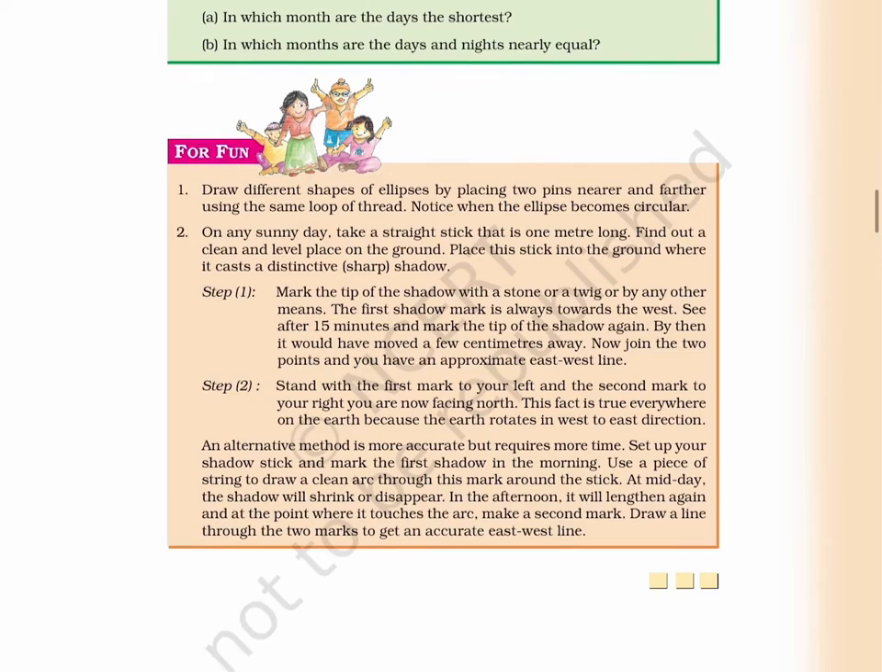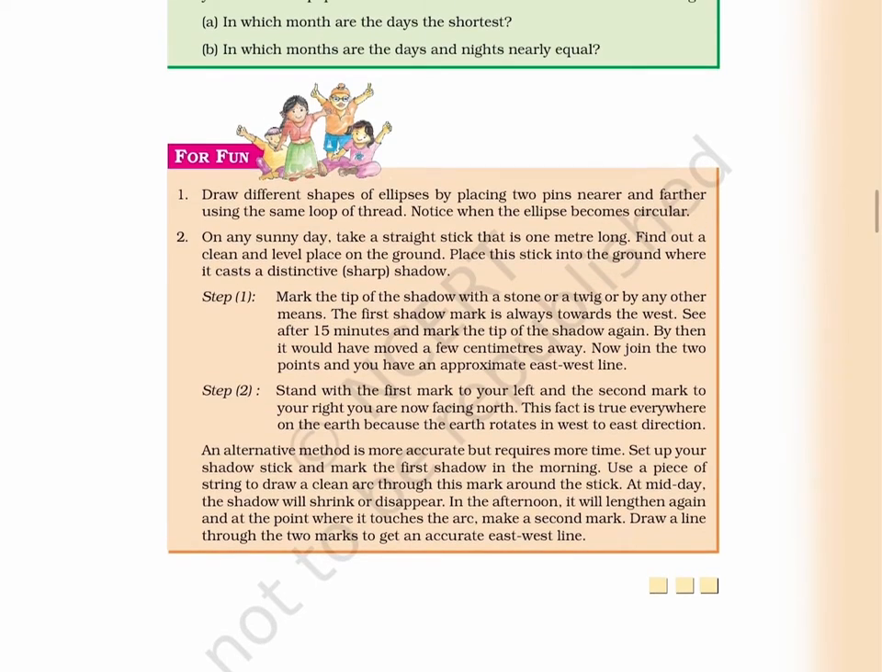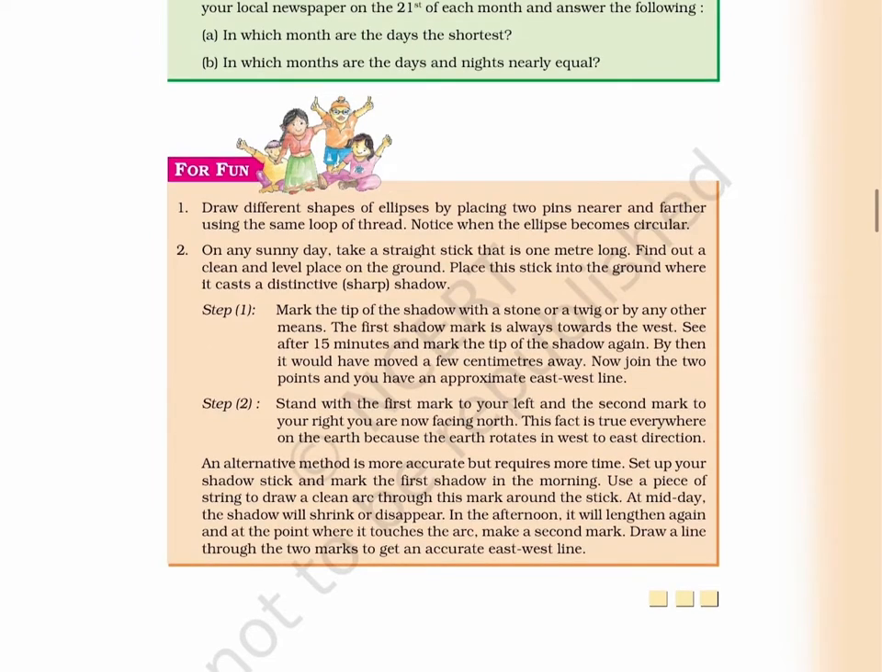For fun. 1. Draw different shapes of ellipses by placing 2 pins nearer and farther using the same loop of thread. Notice when the ellipse becomes circular. 2. On any sunny day, take a straight stick that is 1 meter long. Find a clean and level place on the ground. Place this stick into the ground where it casts a distinctive, sharp shadow.